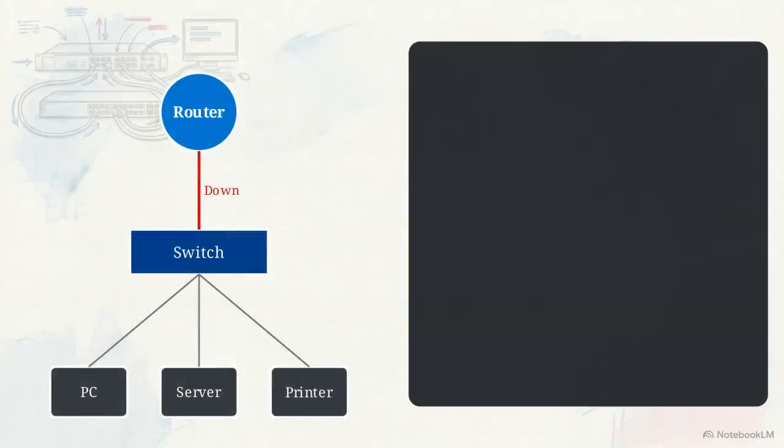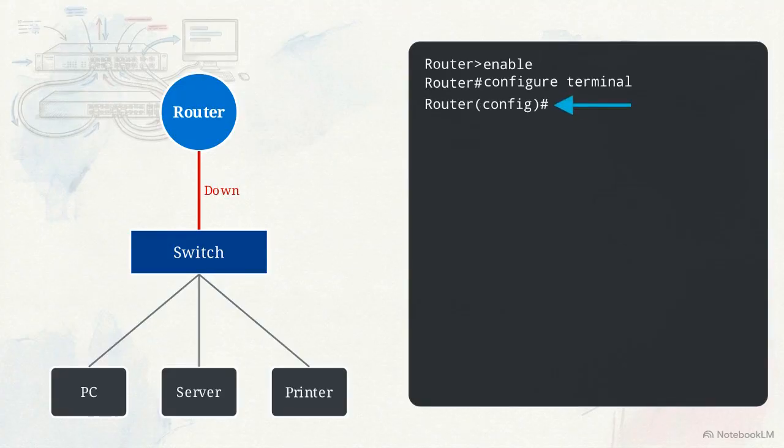This split screen shows our starting point, a basic network topology on the left and our Cisco CLI terminal on the right. Step 1 is transitioning from user exec to global configuration mode. Type enable, hit Enter, and then type configure terminal. Notice how the prompt updates to indicate your new access level.